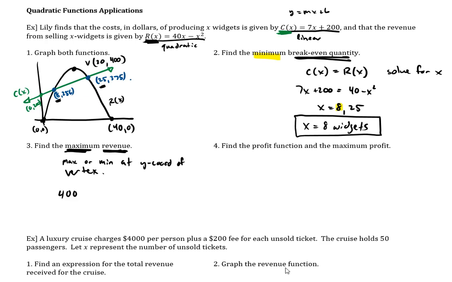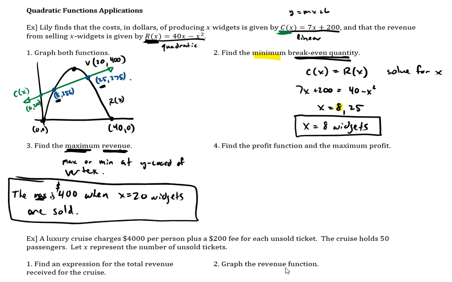So the 400, or let's write the max is, so it's a maximum because that's the biggest y-coordinate that I have in this graph. So that's why it's a max instead of a minimum. So the max is 400, and it's in dollars. So the max is $400 when x equals 20 widgets are sold. Okay, so that's it. You just have to look at the vertex. Whenever you have a quadratic, that's all we have to do.